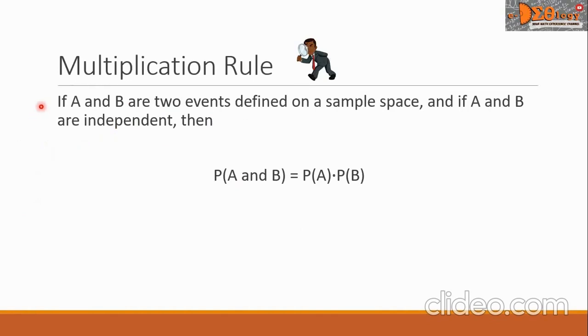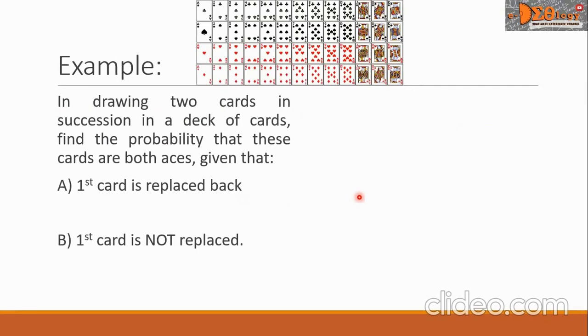According to multiplication rule, if A and B are two events defined on a sample space, and if A and B are independent, then the probability of A and B equals P of A times P of B. Let us have an example.